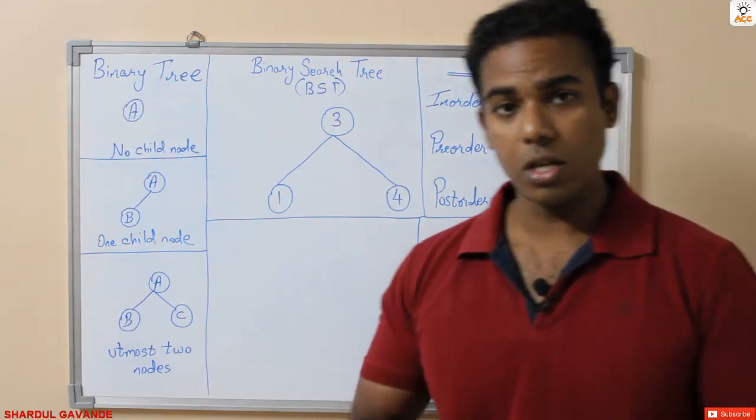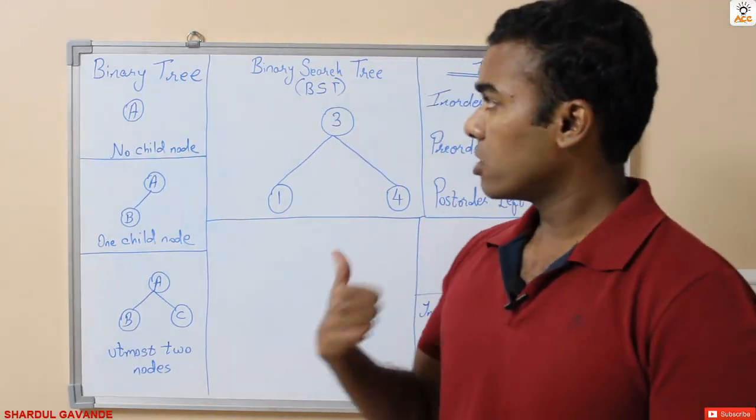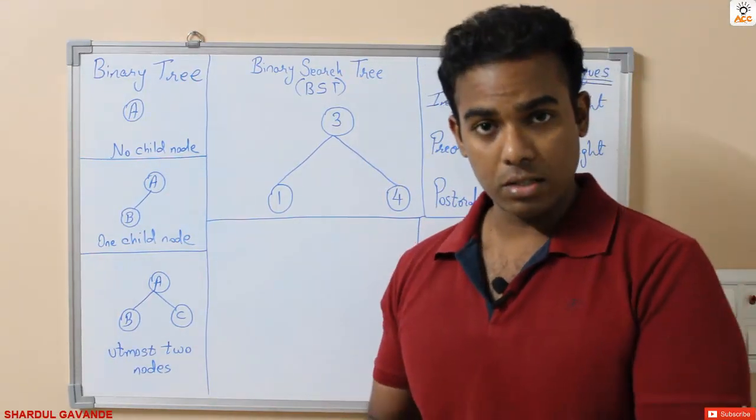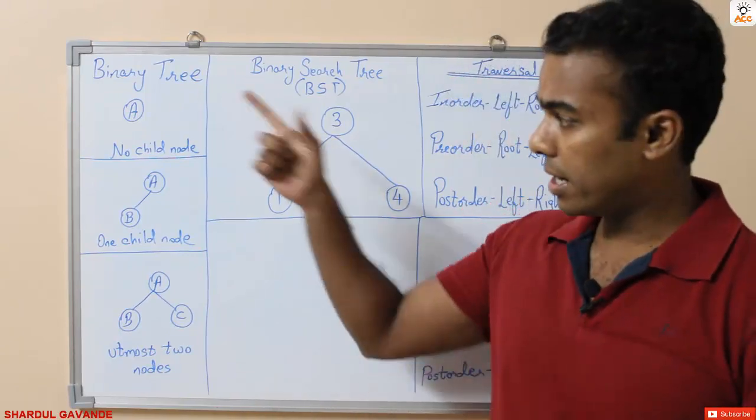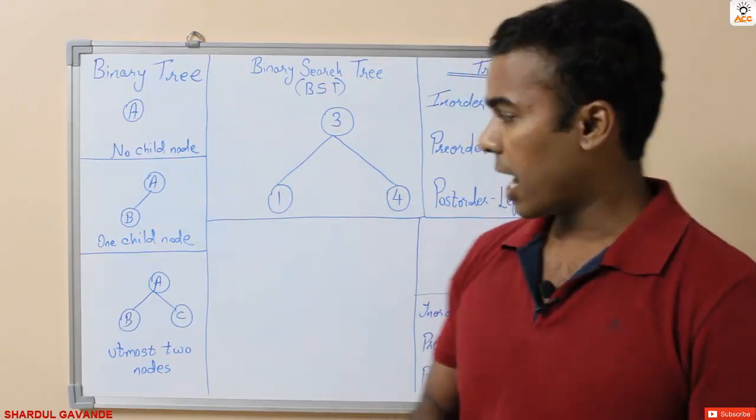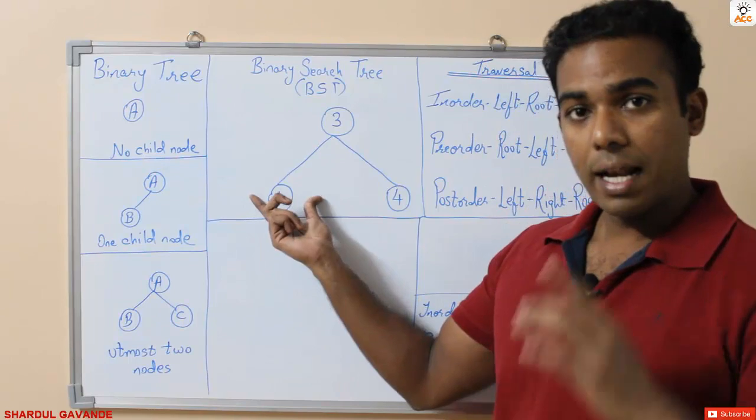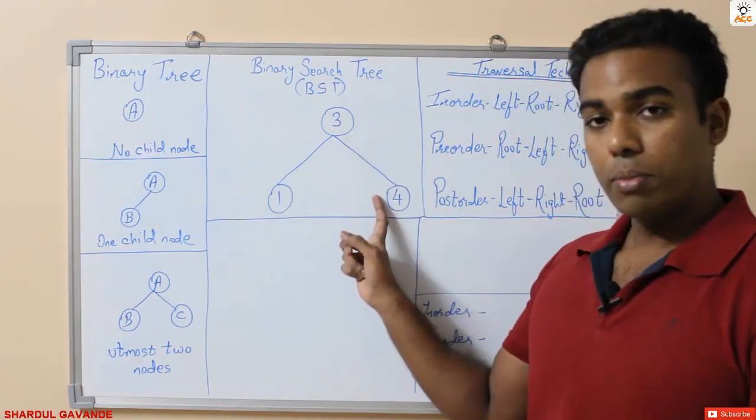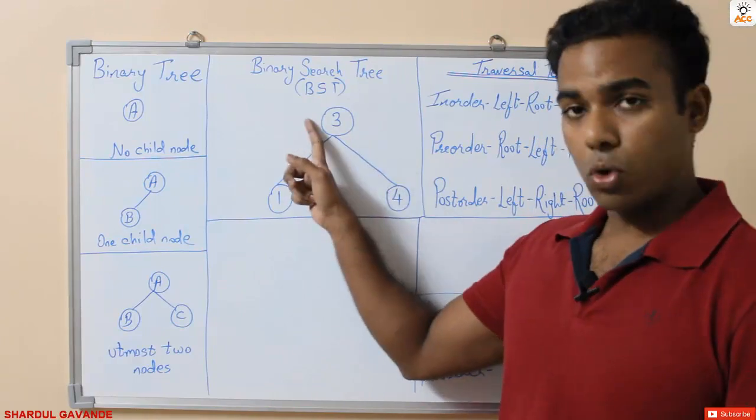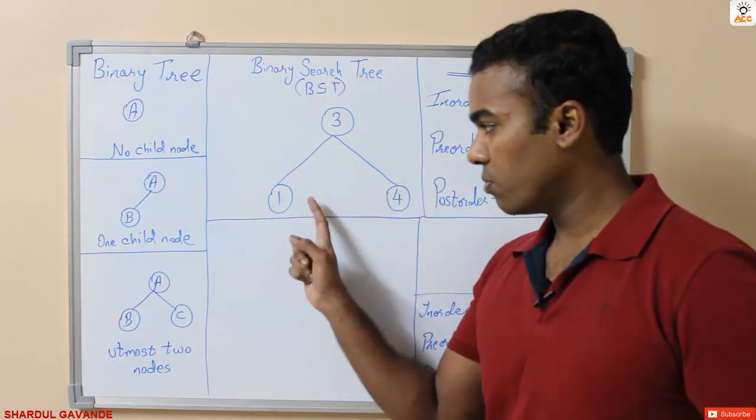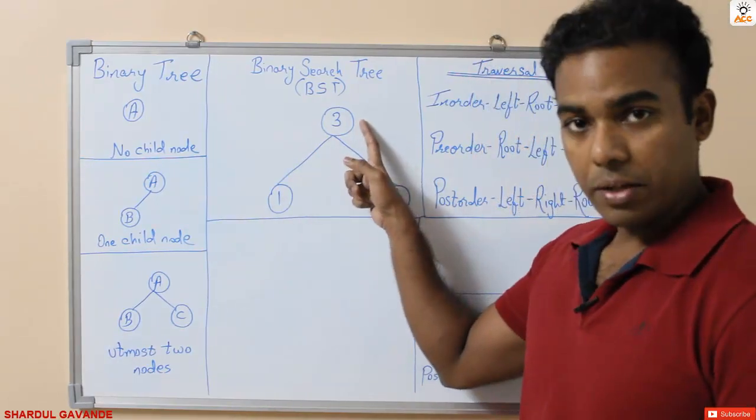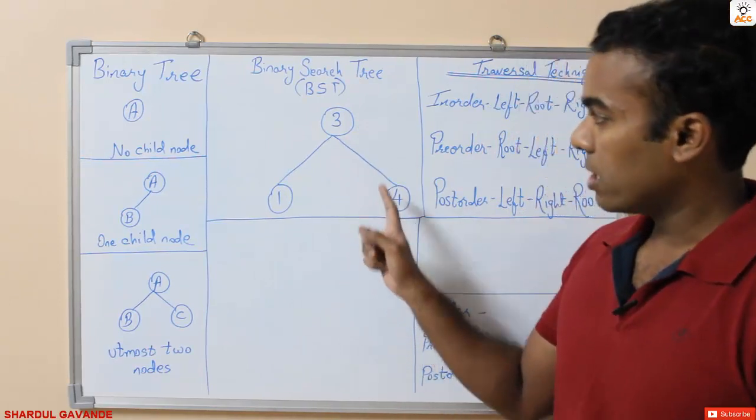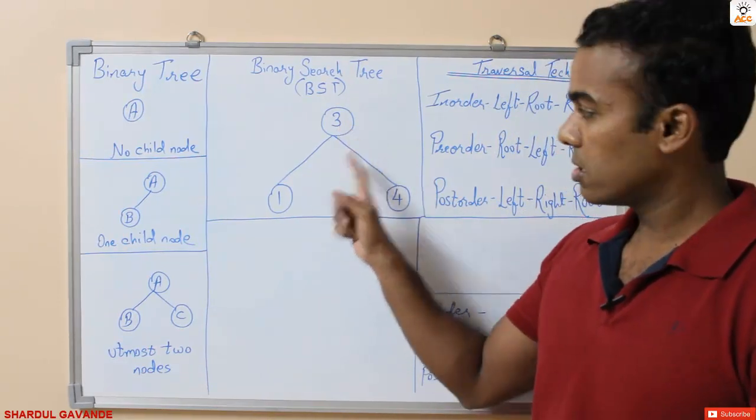Two conditions. First, for a tree to be a binary search tree, it must first be a binary tree, and the second point is that the left subtree should be less than or equal to the root node, and the right subtree should be greater than or equal to the root node. As you can see over here, the value 1 is less than 3, and here the value 4 is greater than the root node, which is 3.